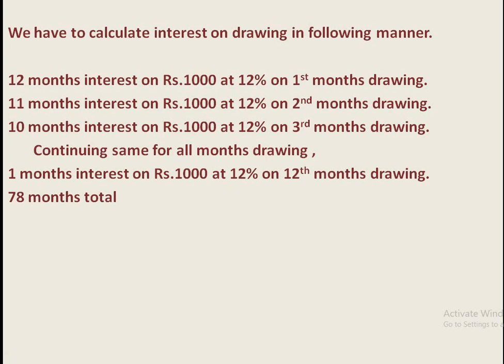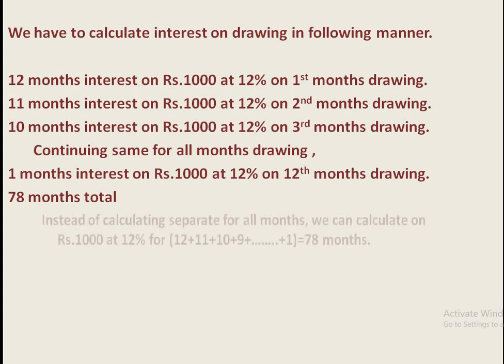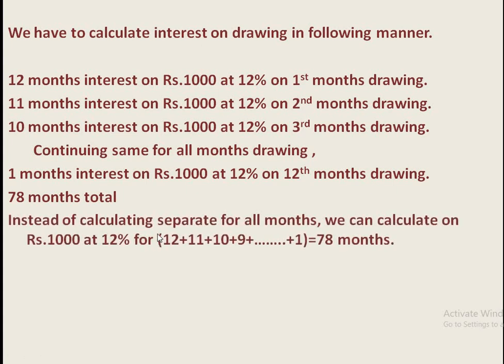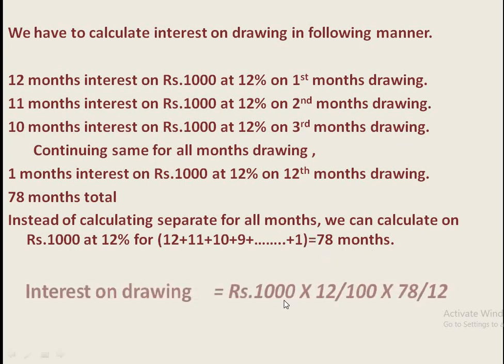First, for 1,000, 12 months interest; second, 1,000, 11. Can we do like this? Instead of calculating separately for all months, we can calculate on 1,000, that is common. You can see here 12% is common, but calculating for 12, 11, 10, 9, 8, 7, 6, 5, 4, 3, 2, 1. How many months interest? 78 months interest. So we can do it very easily.